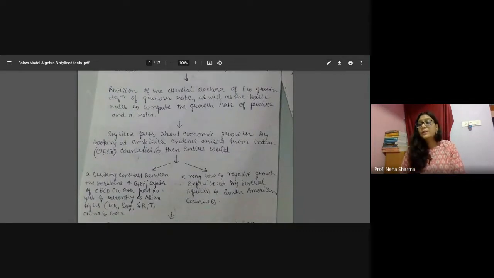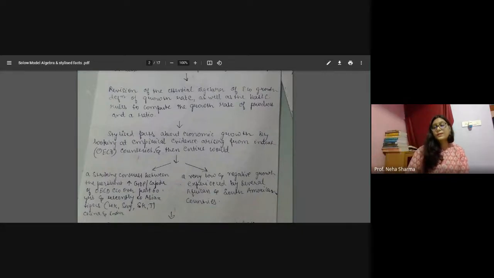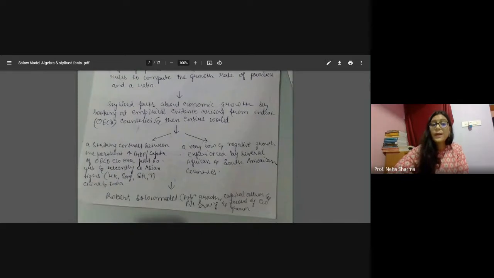Why is this essential algebra coming? What is it? There are some propositions in the Solow model, and for those propositions you will require basic algebraic expressions. So there will be basic algebra of economic growth and the basic rules to compute the growth rate of a product and a ratio, which will further lead to the stylized facts about economic growth by looking at empirical evidence arising from the industrial countries.